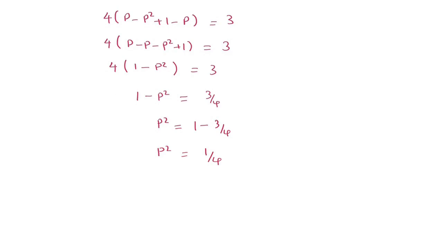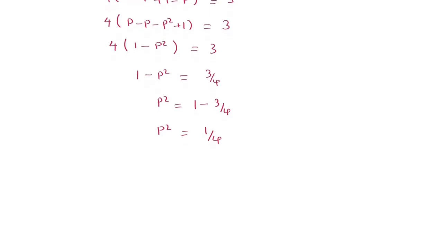Okay, so next let us apply the root both sides. Then we are having under root p squared equals to under root 1 over 4. Solving this, we are having p equals to 1 over 2. And this is going to be our answer.